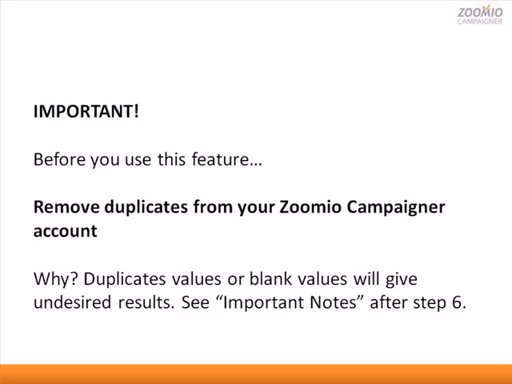If it's the case that you have duplicates in your Zoomio Campaigner account, the system will match and update the first value that it finds. This is probably not the result that you want. Additional tips and tricks can be found in the Important Notes section after Step 6.